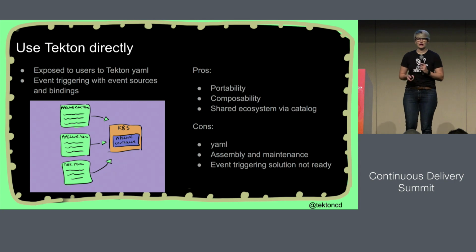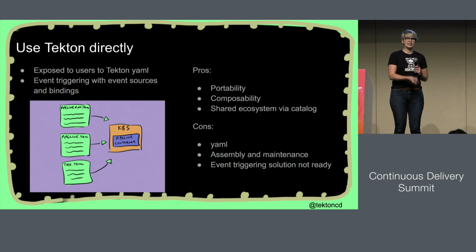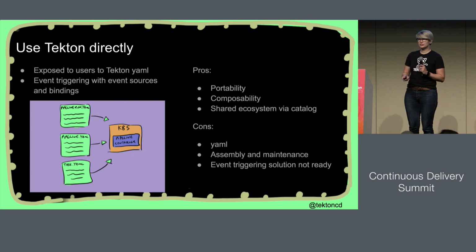So the first and most obvious option is just to use Tekton directly. This means that you would be running Tekton, and your users would be using all of the Tekton types like pipelines and tasks to interact with it. This will give you the most advantage of the Tekton features, but some of the things that you need to actually make this happen are currently works in progress, and also it means that your users will be using the Tekton syntax, which some people find really verbose.